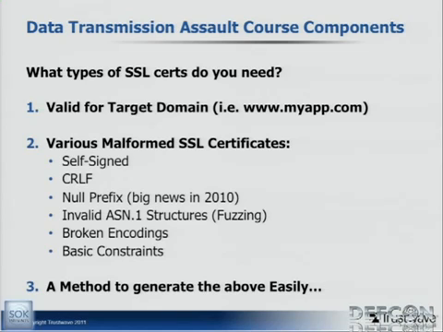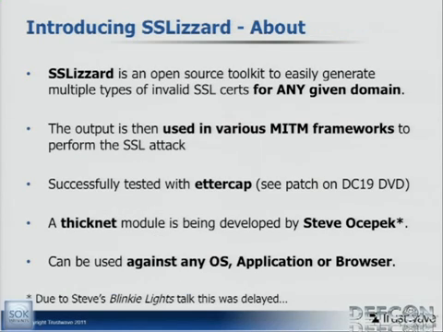So then you need a method, of course, to generate the above easily. So what we went ahead and did was wrote a Ruby script called SSLizzard. That's an open source toolkit to easily generate multiple types of invalid certs for any given domain. The output can then be used with EtherCap to run these attacks against your apps or others to see if these things are vulnerable.